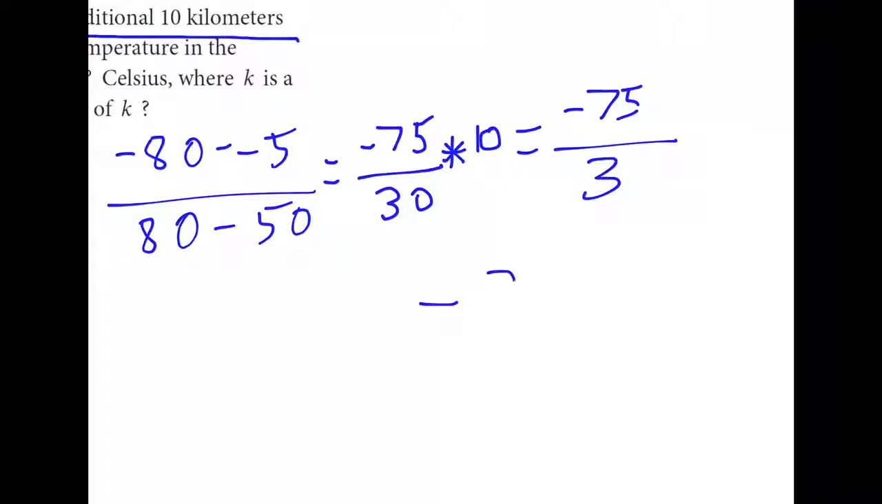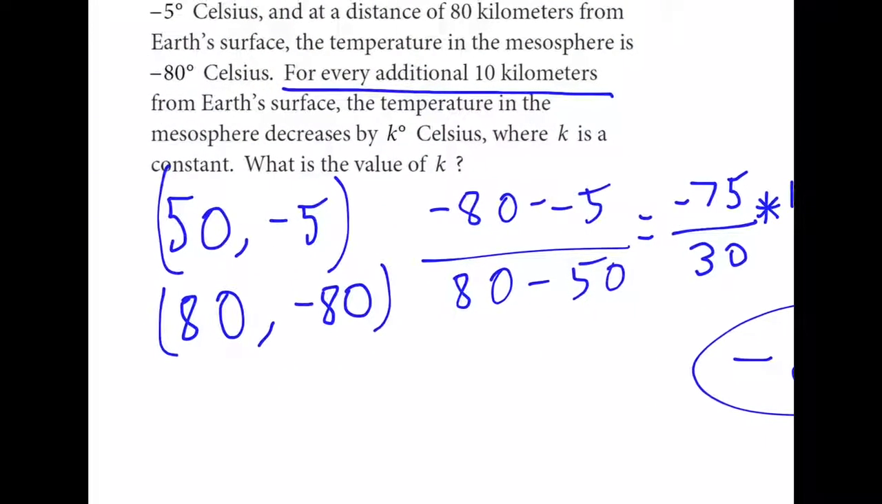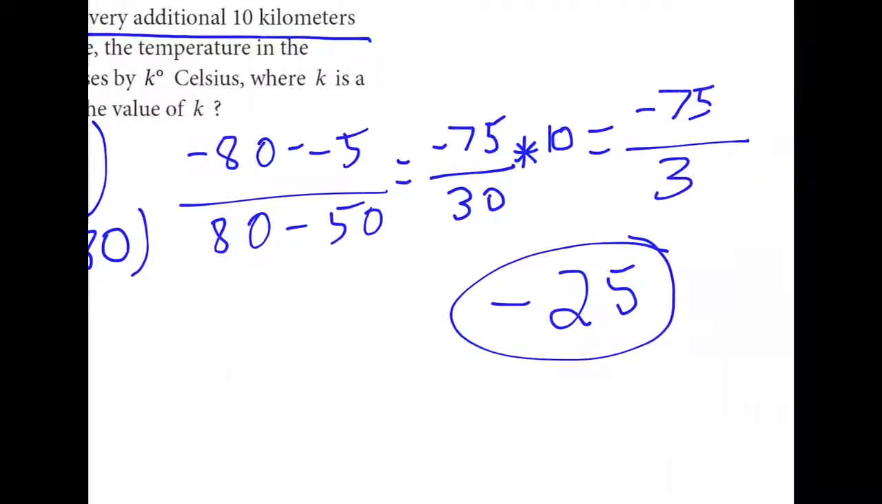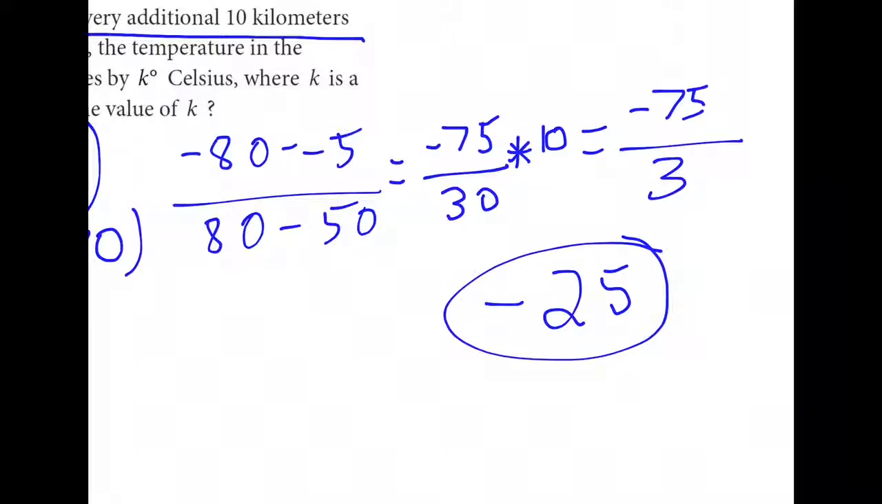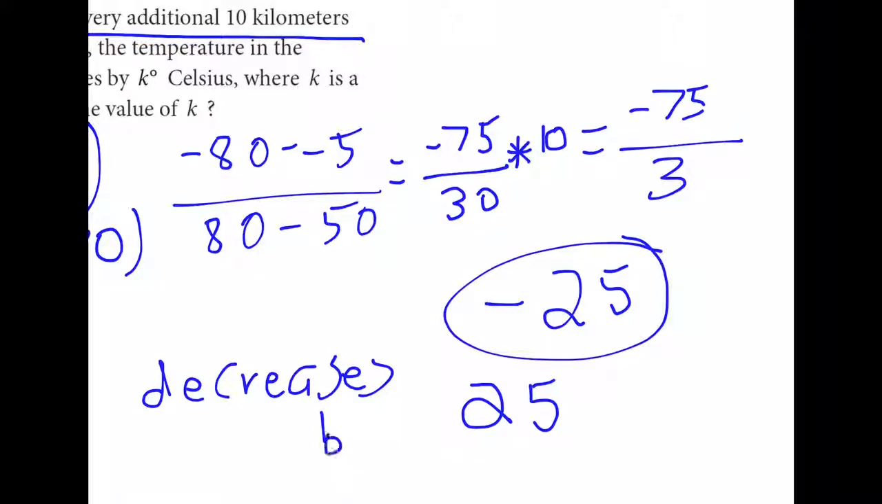And I get -25. Let's go back to the wording of the problem though. They say, for every additional 10 kilometers from Earth's surface, the temperature in the mesosphere decreases by k degrees Celsius, where k is a constant. How much does it decrease by? Well, with a value of -25, it decreases by 25. So if you did not write your answer as a positive value, you would have gotten that one wrong.